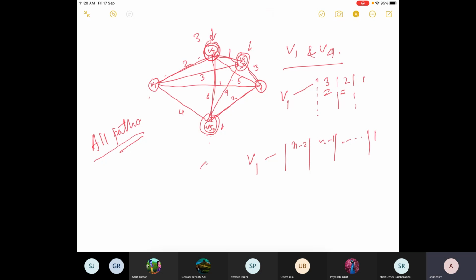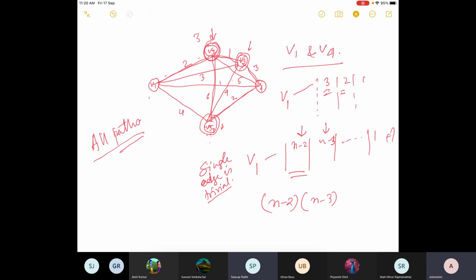Let us assume that the single edge is trivial. That is always there. We can add that one path at the end. But otherwise, how many paths are possible if there are n nodes? Sir, (n minus 1) factorial. Yes, so at this stage you have n minus 2 choices. In the next stage, you have n minus 3 choices.